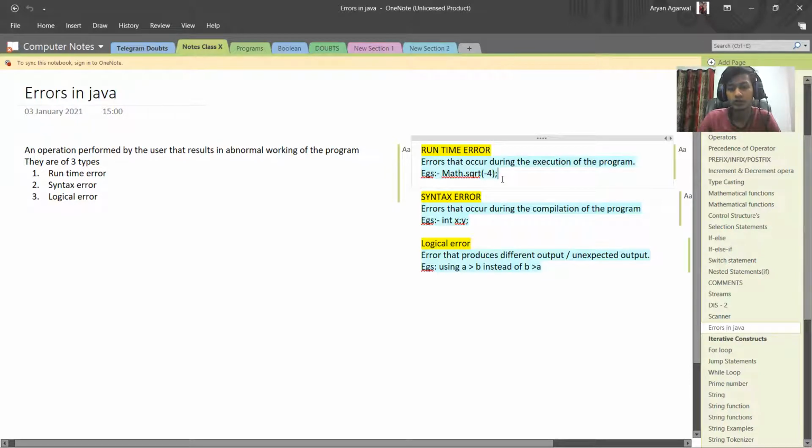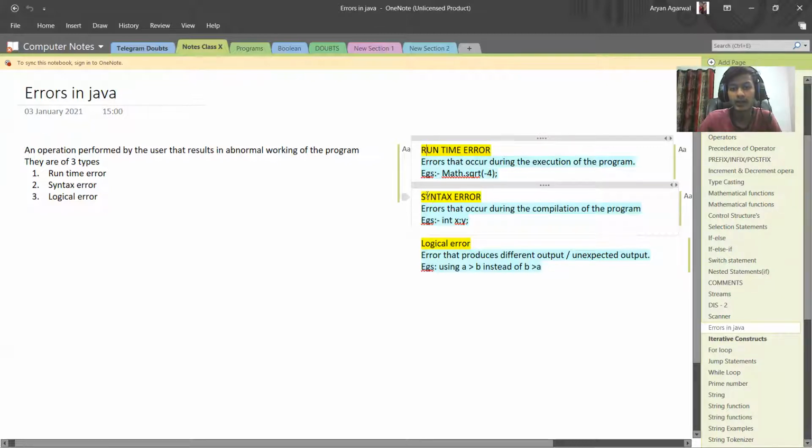But during the execution of the program, what will happen? When it executes, Java will come to know that the user is calculating the square root of a negative number. That is not possible. Therefore, in that case, we will get an error that is known as a runtime error.